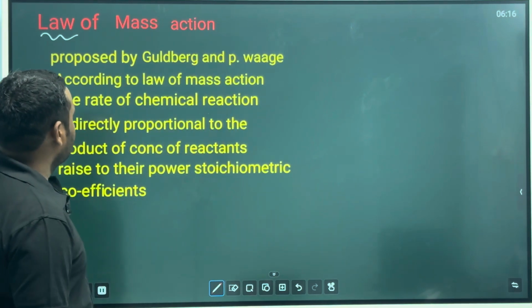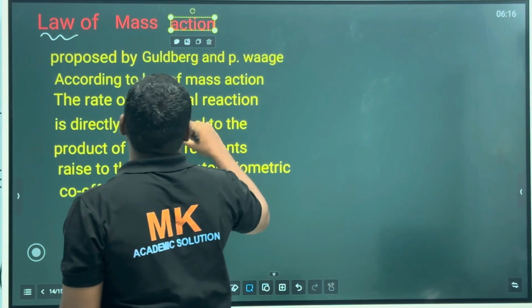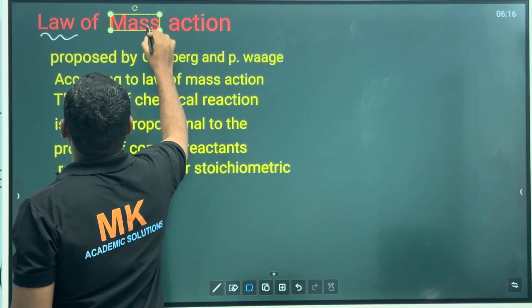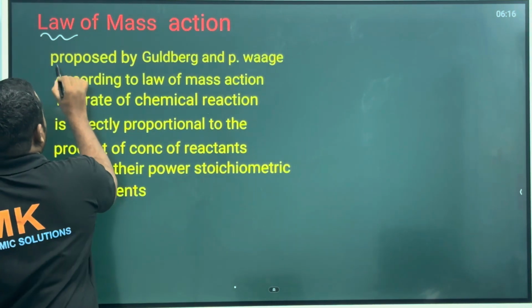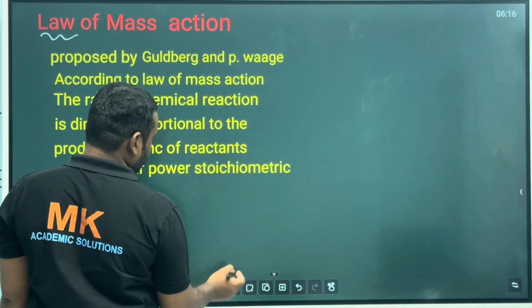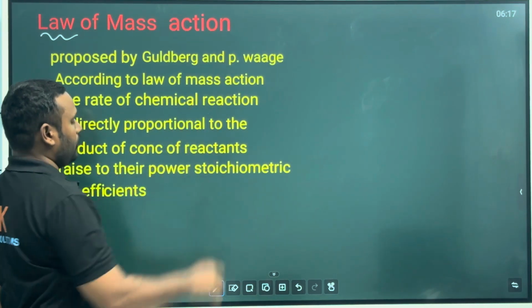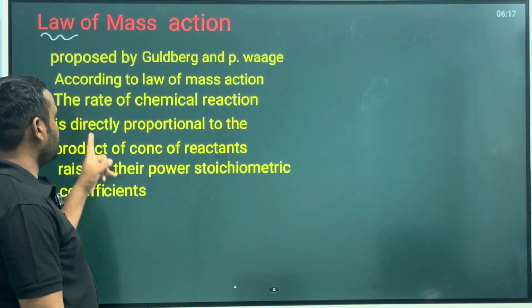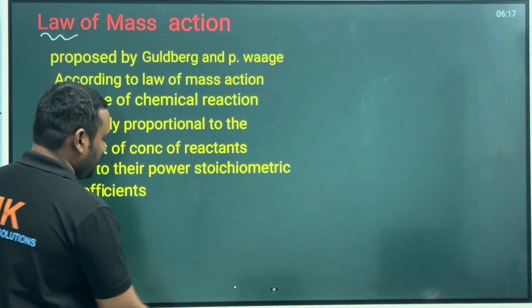So what is the law of mass action? First of all, it was proposed by Guldberg and Waage. According to this law of mass action, the rate of a chemical reaction is directly proportional to the product of the concentrations of reactants raised to the power of their stoichiometric coefficients.